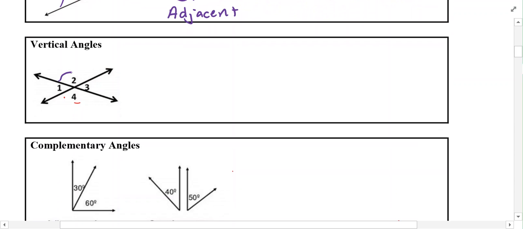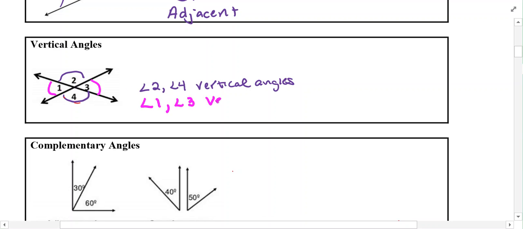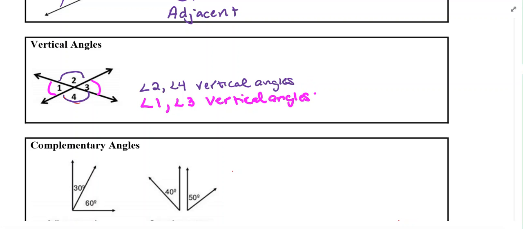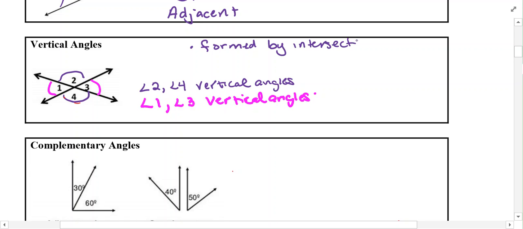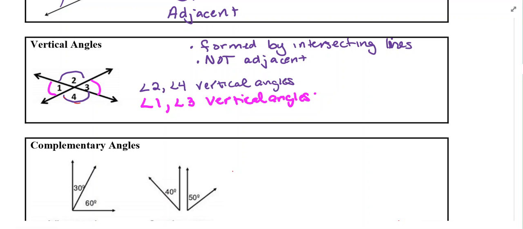Vertical angles are angles that are opposite each other. So angle 2 and angle 4 are a pair of vertical angles. And angle 1 and angle 3 are a pair of vertical angles. They're formed by intersecting lines. And they're not adjacent. The adjacent angles, like angle 1 and angle 2, would be a linear pair. Angle 4, angle 3 are a linear pair. 1 and 4 and 2 and 3 are all linear pairs. The vertical angles here do not touch each other and are opposite from each other.